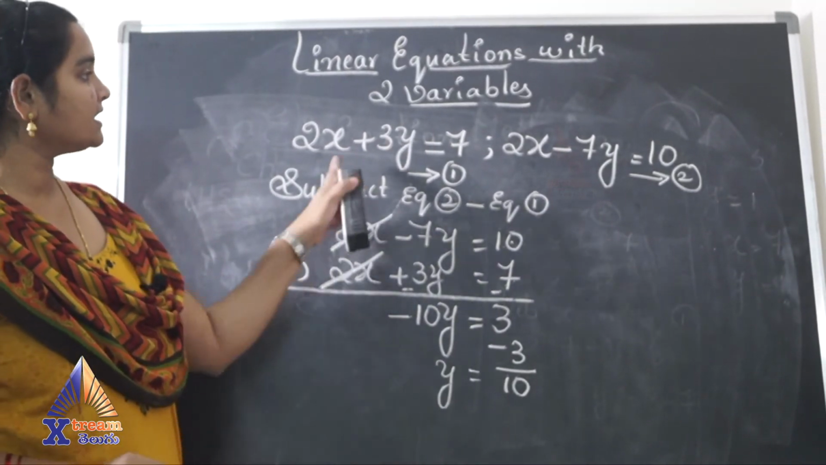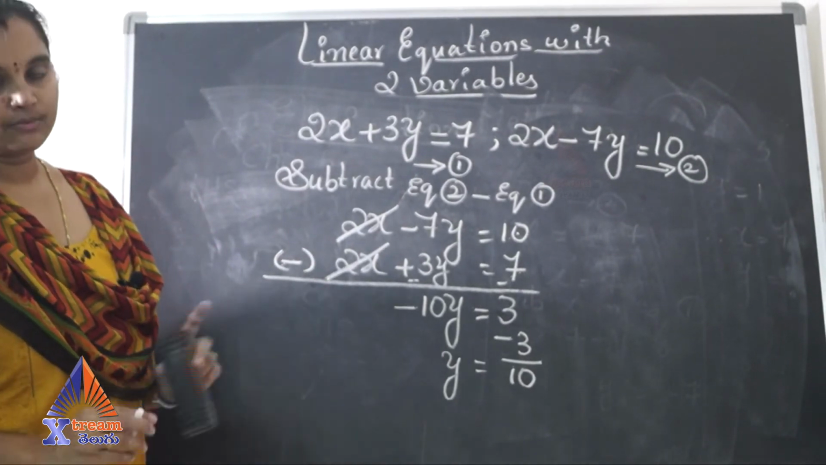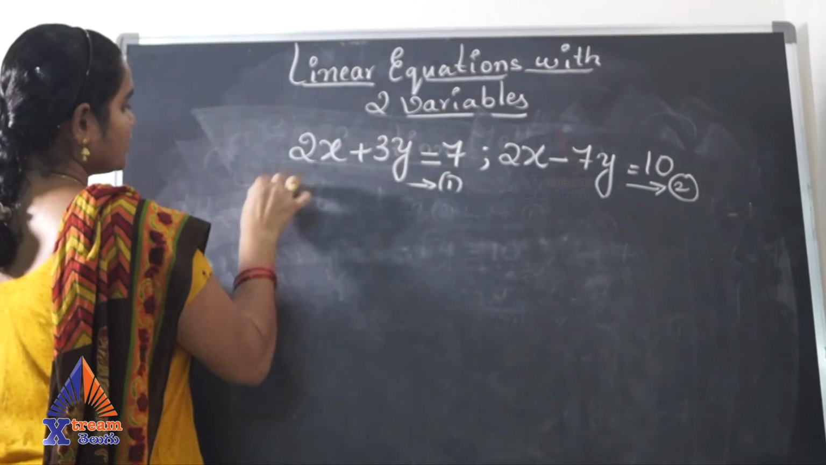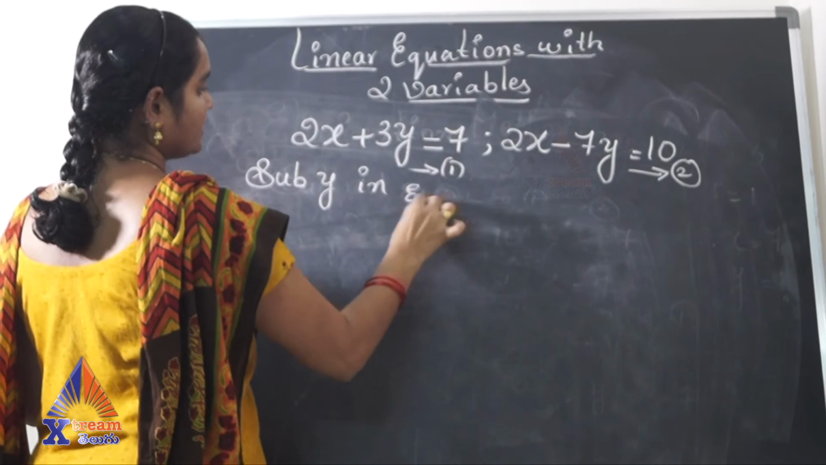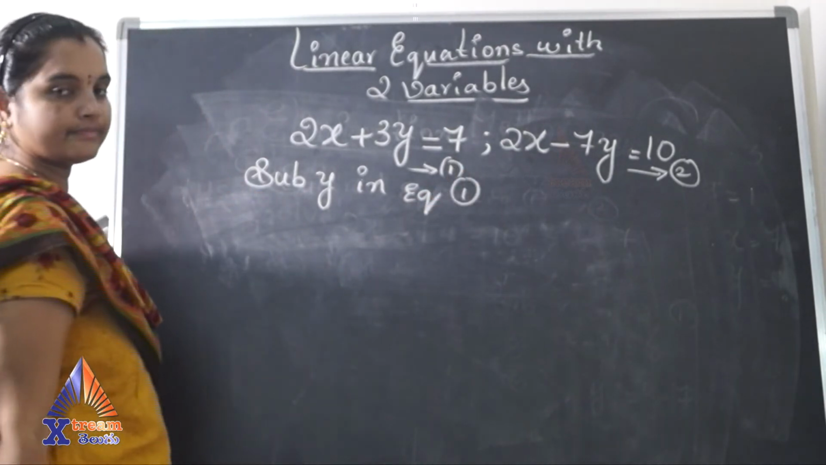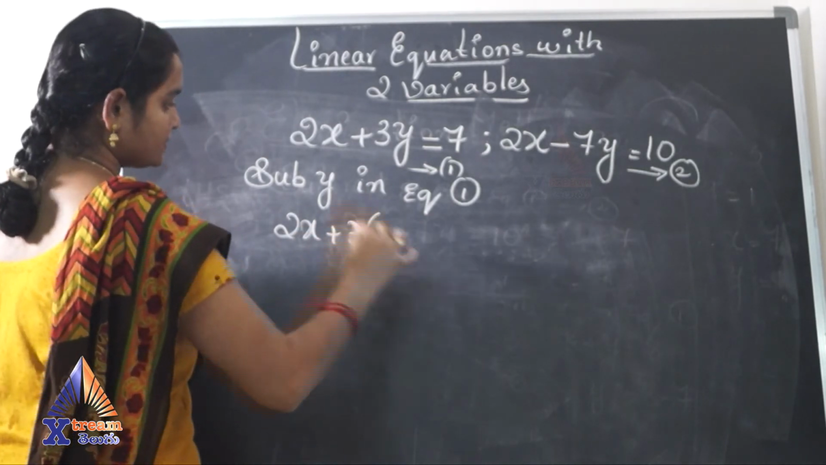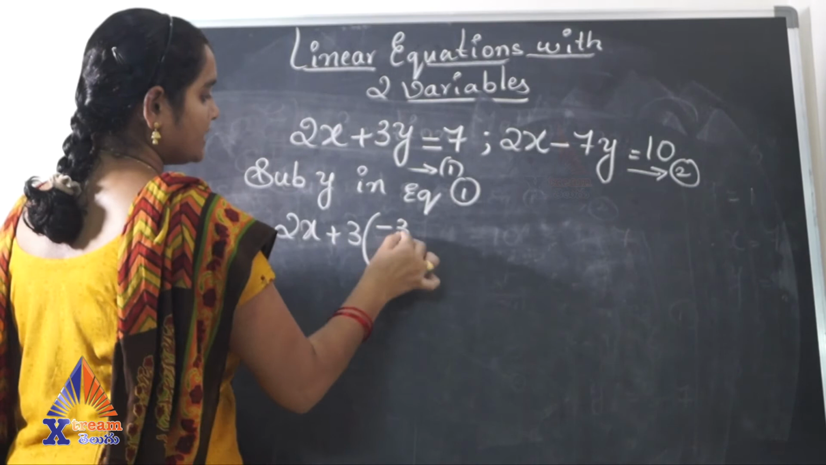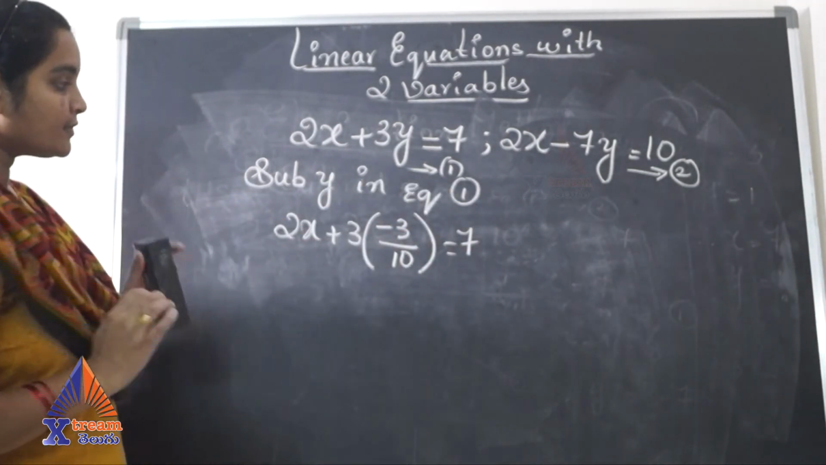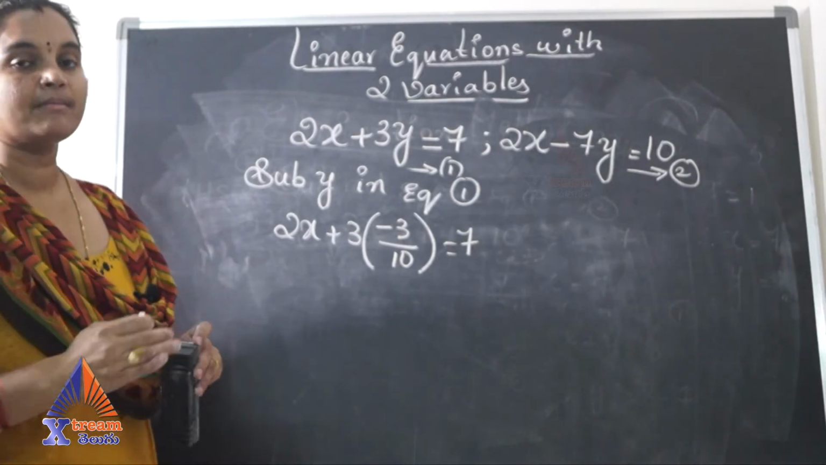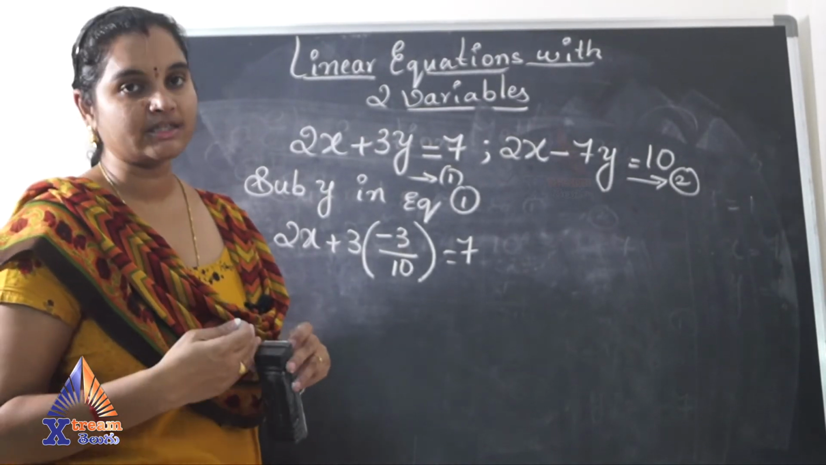By substituting this in any of the equations, we need to get the x value. Now let's try with that. So substitute y in equation 1. Okay, so 2x plus 3 into y value is minus 3 by 10 is equals to 7. The procedure may be a little complicated, but when you do it step by step, definitely you will get an accurate answer.